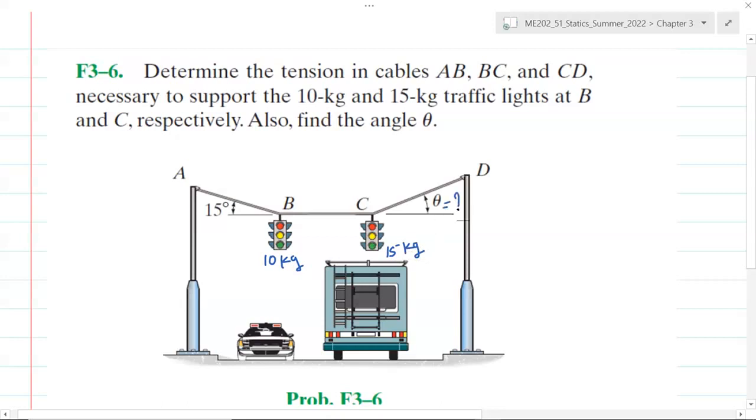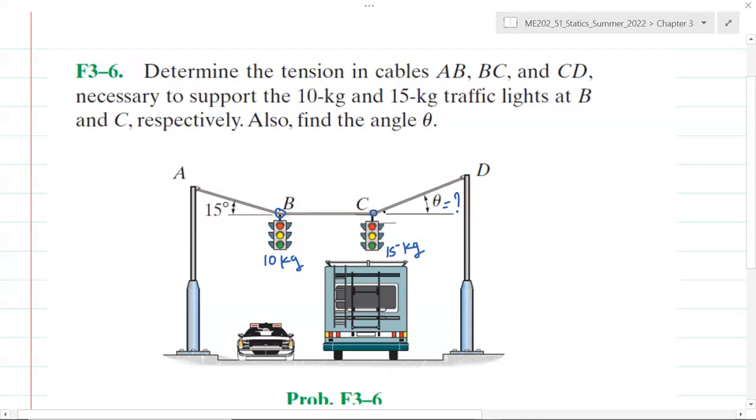So this is one of the unknowns. We need to determine tension force in cable AB, BC, and CD plus this angle. So we need to solve for 4 unknowns. And we have only 2 equations of equilibrium. That means we need to draw 2 free body diagrams. And the key points of interest are point B, so we can draw a free body diagram for point B as well as C.